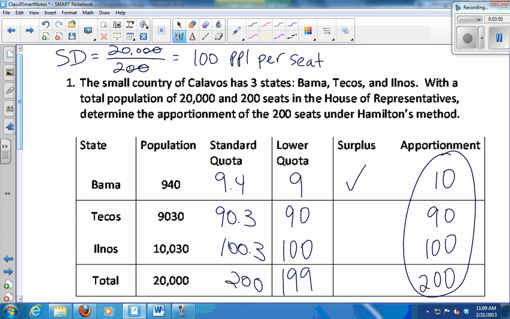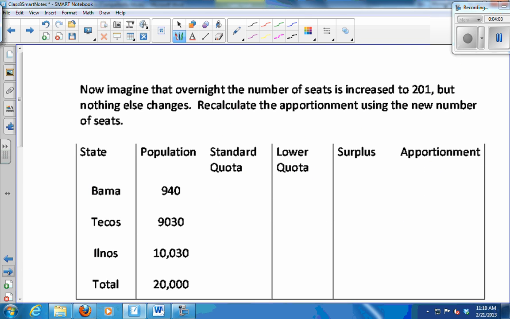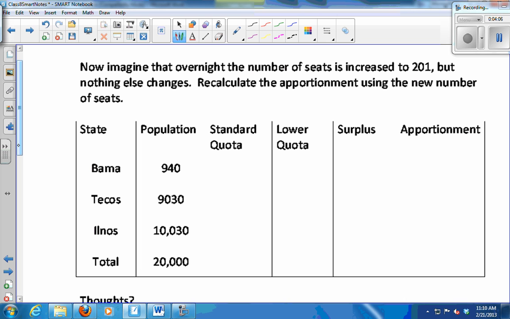Final apportionment. Feel refreshed? Got it? Okay. All right, so we have apportioned the 200 seats. Now, imagine that overnight, the number of seats is increased to 201. There's a secret midnight meeting of the most powerful people in the country, and they say, we're going to change it from 200 to 201, but nothing else changes. Populations are all the same. We just now have another seat to give out. Okay, so recalculate the apportionment using this new number of seats, 201 instead of 200. So don't forget, you have to start with a new standard divisor.